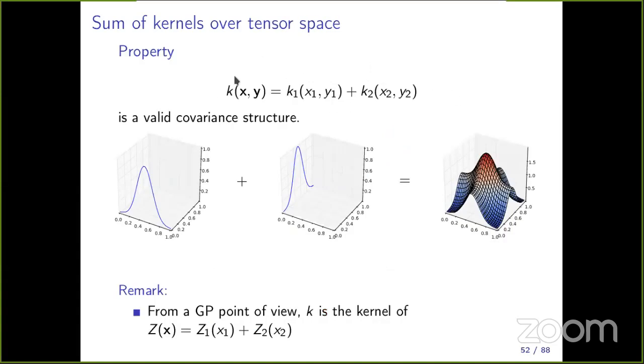Okay, so before we were summing kernels that were depending on the same inputs. Now we can sum kernels that depend on different inputs. Let's say we have variable a dimension 1 and a dimension 2. We can have covariance over the first dimension, another covariance over the second dimension, and then we sum these two together. And from a GP point of view, this can just be interpreted as the covariance of the sum of a GP in the first direction and a GP in the other direction.